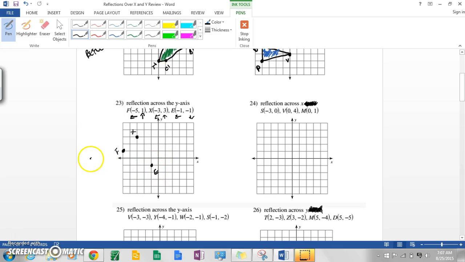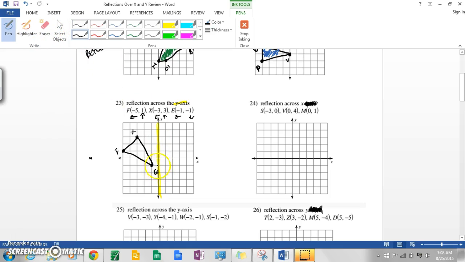If you're having difficulty plotting the points, what you can do is wait and watch to see how I plot these points, plot these vertices, and then go about the reflection. This time, our reflection is across the y-axis. Okay, y-axis we know is this straight up and down axis. Let's erase it. Here's our y-axis right here.